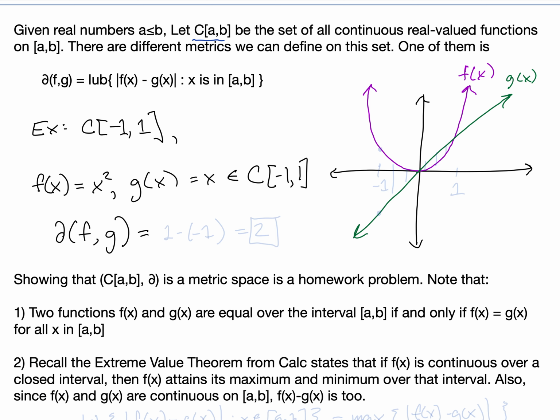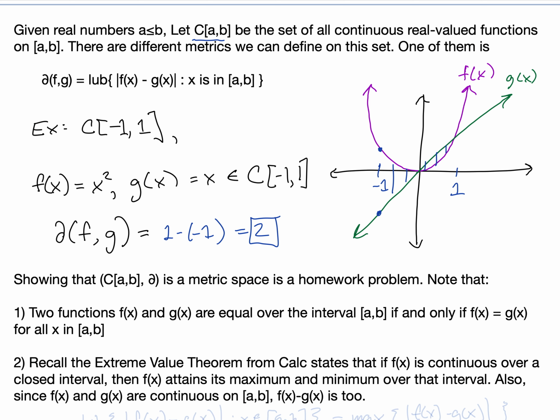Then the distance between those 2 functions in this space would be, here is the interval from -1 to +1. We're only interested in that interval. What is the least upper bound of the differences between the outputs of those functions? And we see that the largest it gets is, here is an output of 1, and here's an output of -1. So it would be 1 minus -1. It would be 2. 2 would be the largest distance between these 2 functions.